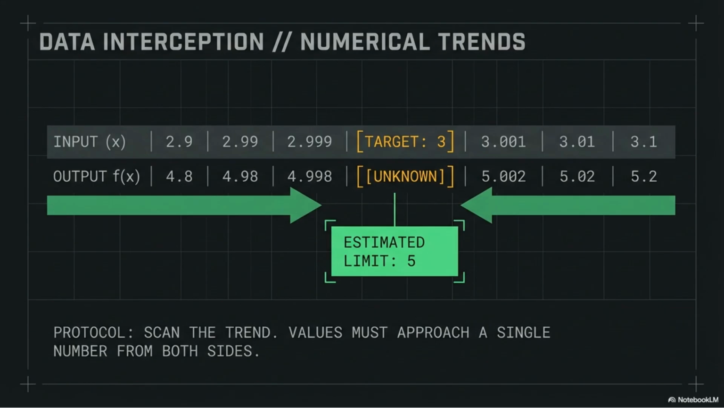Next is data interception via numerical trends. When standard visual intel isn't enough, we scan the data tables. Here, we observe the input values approaching our target of 3 from both the lower end and the higher end. The protocol requires you to scan the trend in the output values. Because the outputs are converging on a single number from both sides, we can estimate our target limit as 5.